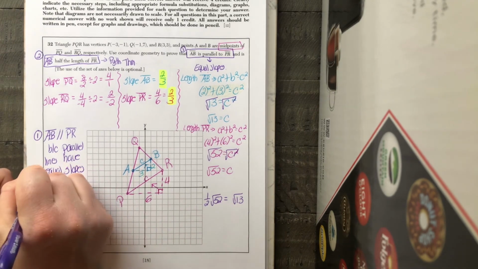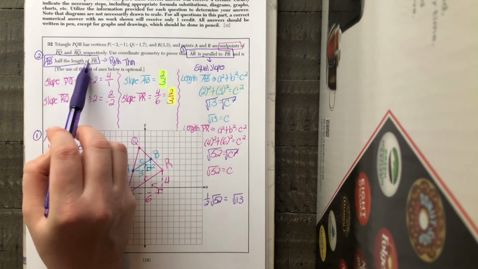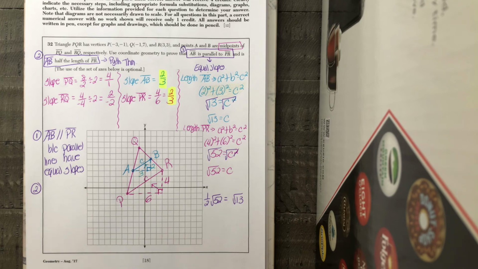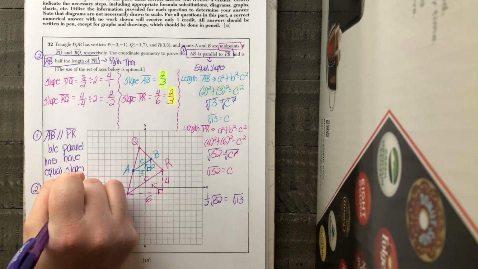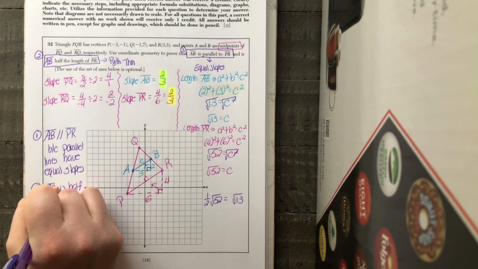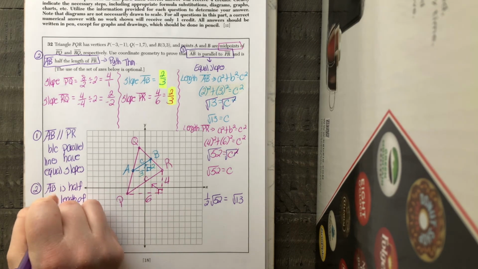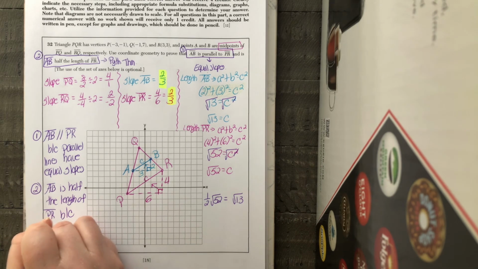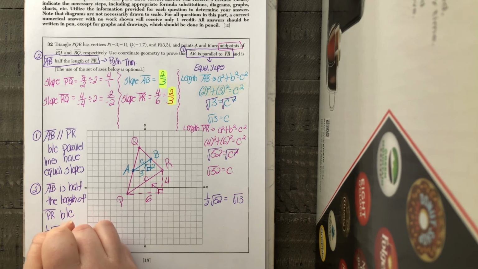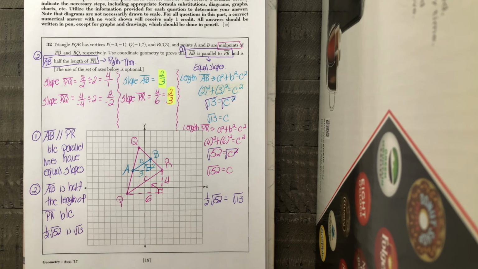So I'm going to just put a little 2 here because this is answering part 2 of the question. So I want to show that these two lengths are not equal, but half. So I'm going to write that line segment AB is half the length of line segment PR. And I know it's going to be half because half of the square root of 52 is the square root of 13. I know that those values equaled and they were the same. All right, and that's how you would solve number 32.